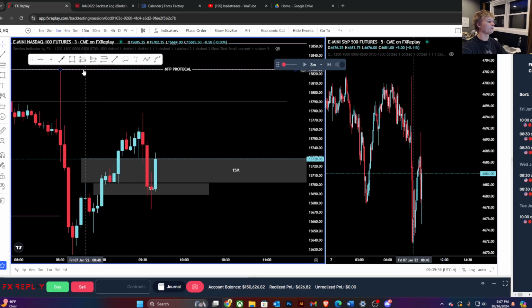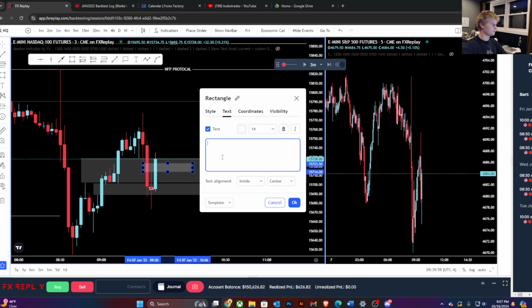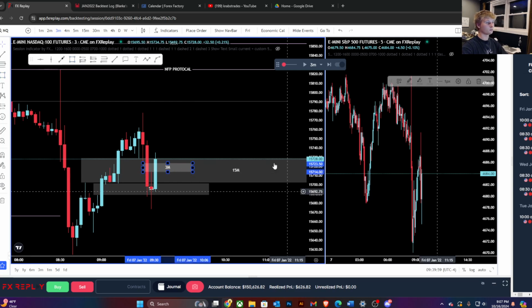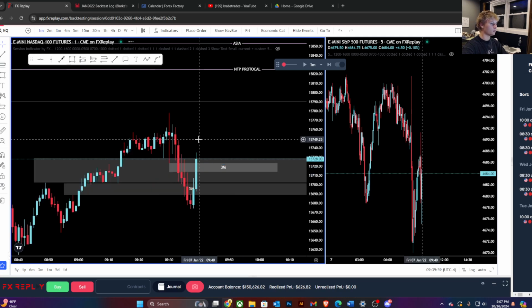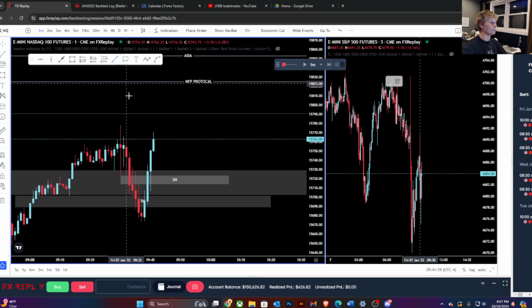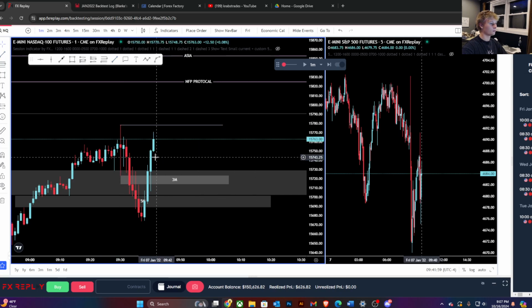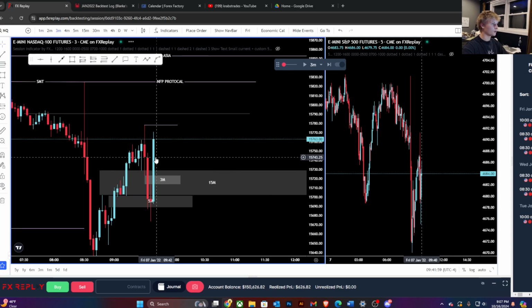Take this 3-minute inversion if we can get it. Close at 42. Looks like we might not get an entry. 3-minute here, closing crazy.